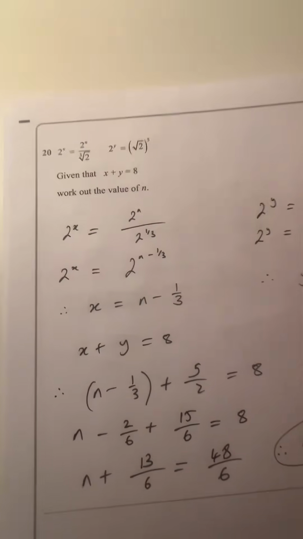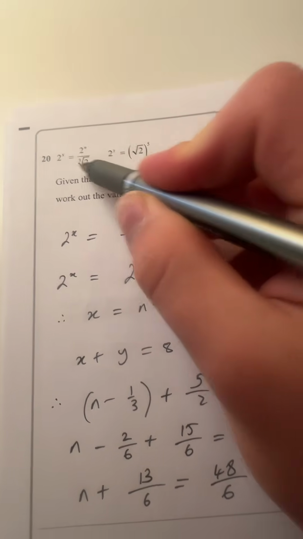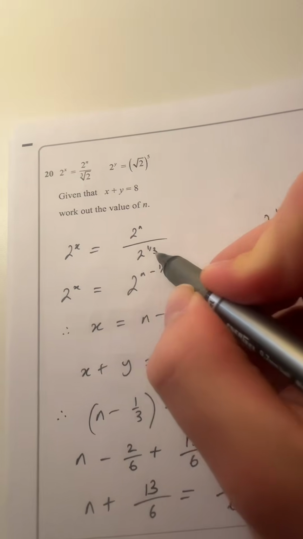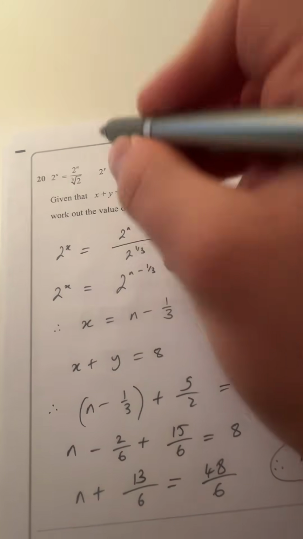Let's look at this indices equation problem. So in this question, I'm told that 2 to the power of x is 2 to the power of n divided by cube root of 2. And remember, we always write cube root as to the power of a third. That's what it means. The root is 1 over whatever the root number is.